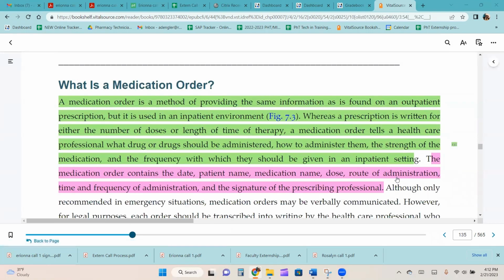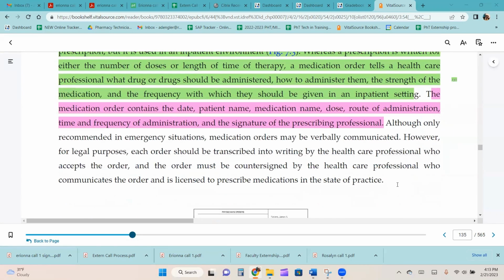A medication order is a method of providing the same information as is found on an outpatient prescription, but it is used in an inpatient environment. Whereas a prescription is written for either the number of doses or length of time of therapy, a medication order tells a healthcare professional what drug or drugs should be administered, how to administer them, the strength of the medication, and the frequency with which they should be given in an inpatient setting. The medication order contains the date, patient name, medication name, dose, route of administration, time, and frequency of administration, and the signature of the prescribing professional.